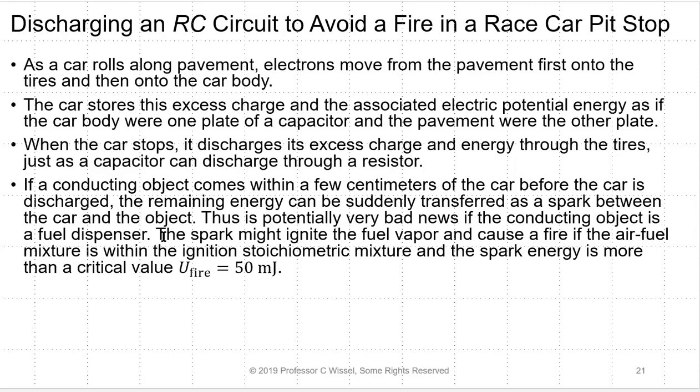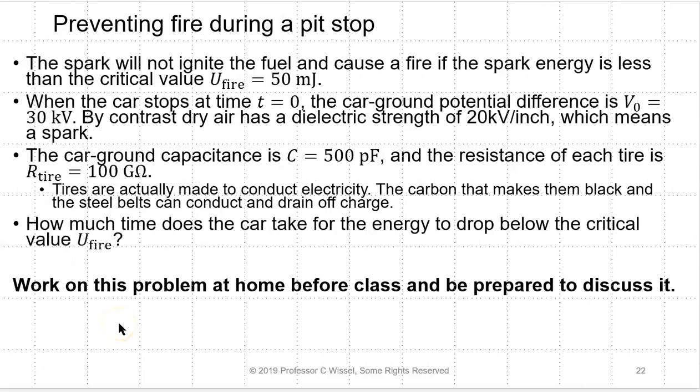The spark might ignite the fuel vapor and cause a fire if the air-fuel mixture is within the ignition stoichiometric mixture, and the spark energy is more than a certain critical value, which is U fire, or 50 millijoules. Now, the spark will not ignite the fuel and cause a fire if the spark energy is less than the critical value of 50 millijoules. When the car stops at time t equals 0, the car-ground potential difference is V naught equals 30 kilovolts. By contrast, dry air has a dielectric strength of 20 kilovolts per inch, which means you'll definitely get a spark. It'll be about 1.5 inches long.